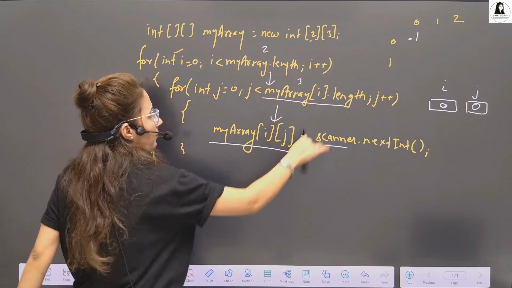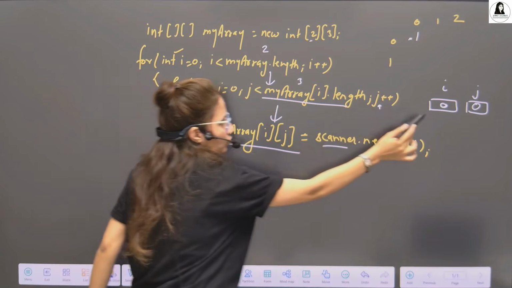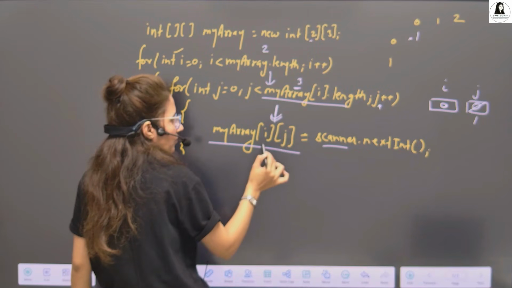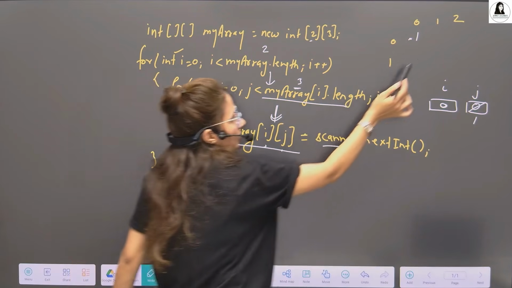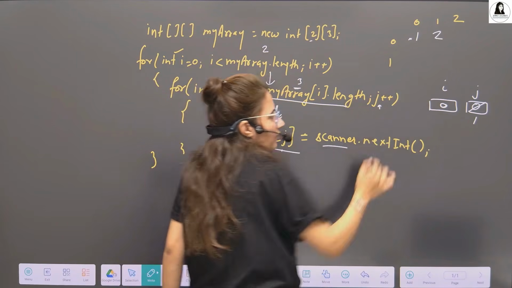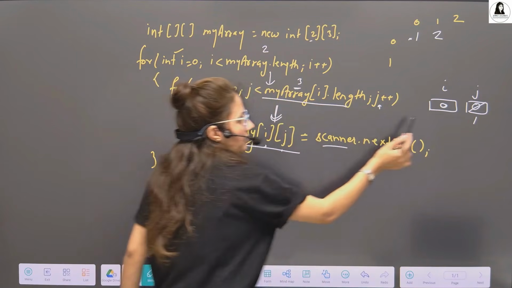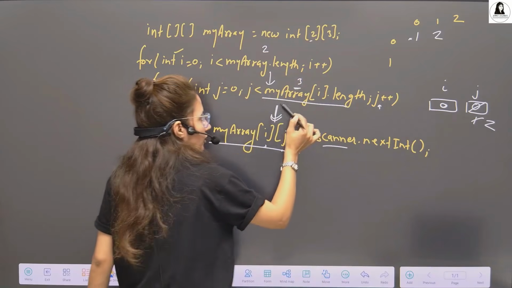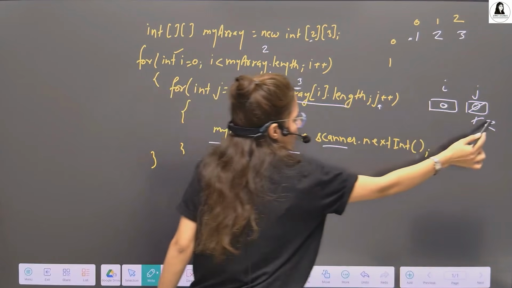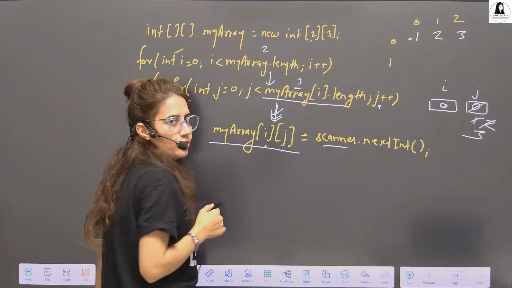Okay. Now j plus plus, we are still in the inner loop. So j becomes 1. Is this condition true? Yes. Again enter here. Now this is 0, this is 1 at this place. Whatever you enter would be stored. j plus plus, j becomes 2. The condition is still true. Enter here. Now here whatever you enter would be stored. Now j plus plus, j becomes 3. Now this condition is not true.